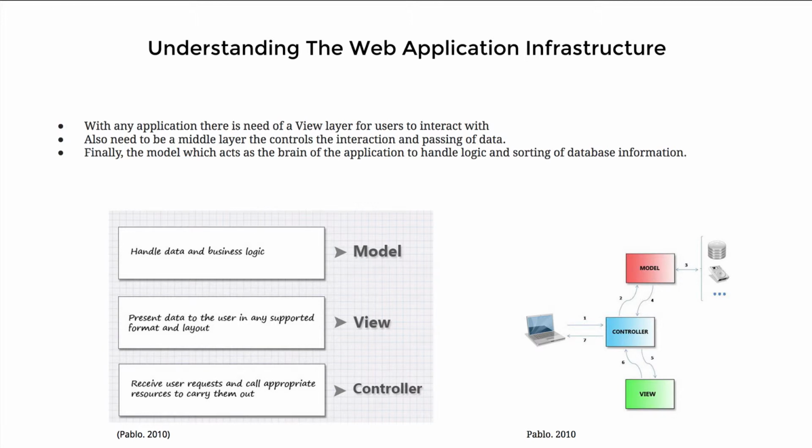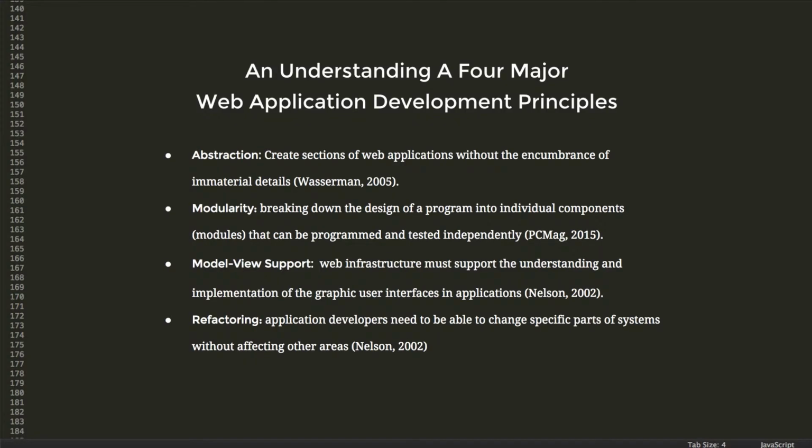But without these 3 major layers working together, a web application is not successful. So trying to skip one of these can actually be very detrimental. Moving on to languages, there are 4 major points of actual web language development that need to be focused on when developing a web application.